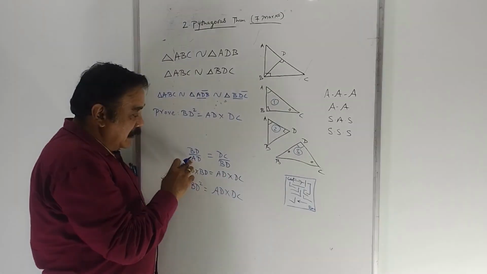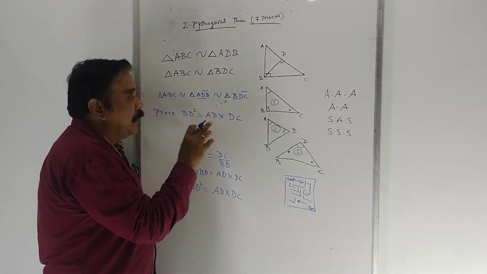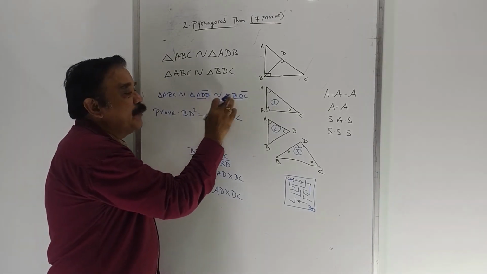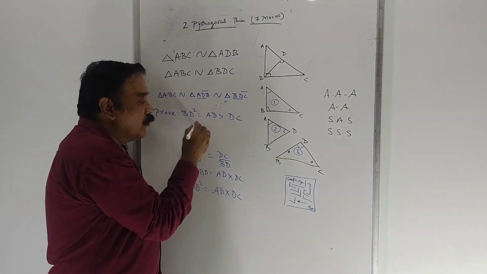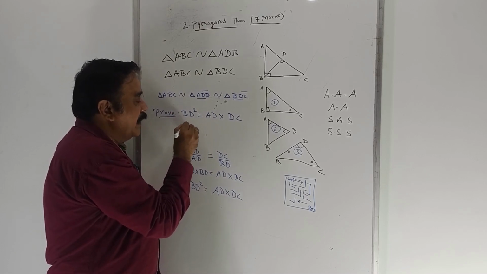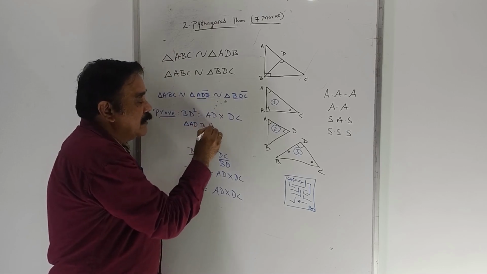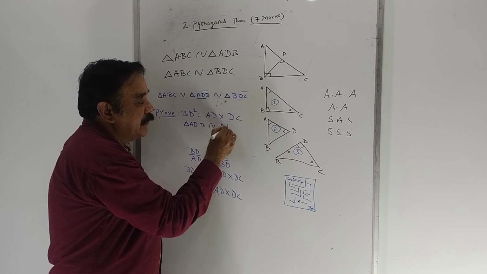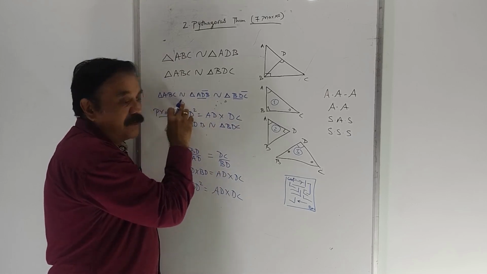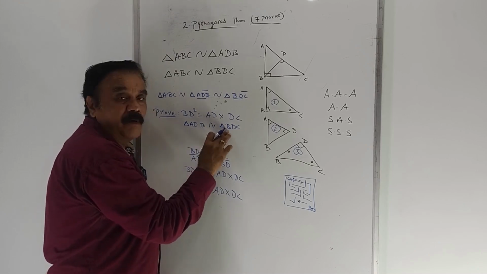That means this ratio is telling me not to take triangle ABC, but to take triangle ADB and triangle BDC. So if I want to prove this, I take triangle ADB. Triangle ADB is similar to triangle BDC. Followed? I don't require this one because nothing is there in that. So ADB is similar to triangle BDC.